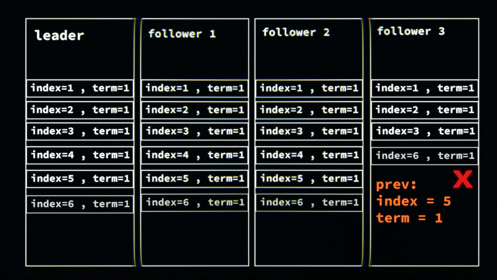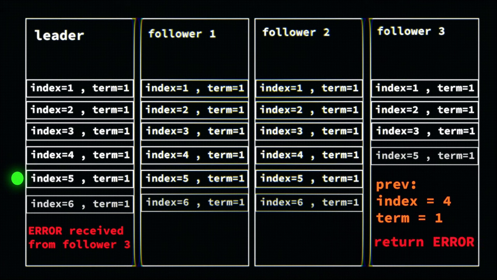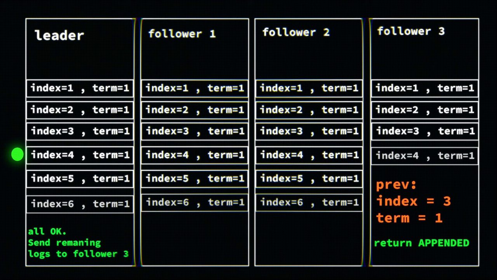Now, if the follower sees that it does not have the previous log entry, it returns an error. When the leader gets that error, it decrements the index of the entry it wants to send and sends it to the follower along with its previous entry, like before. And the process repeats again. The follower checks if it has the previous entry. If it does not, it returns an error again. This process repeats itself until the proper next entry is found.